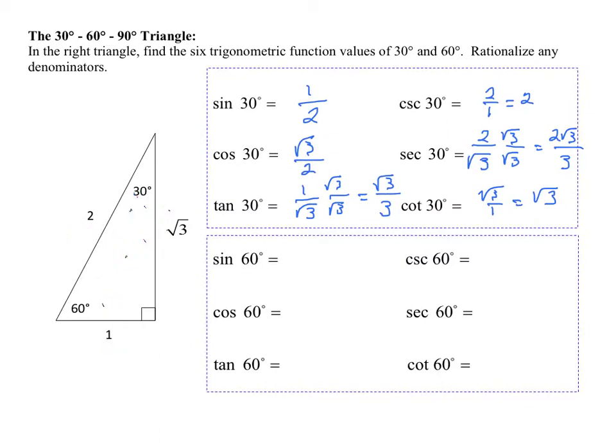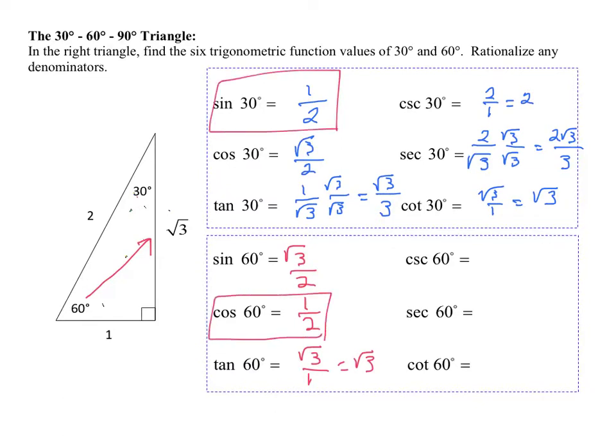But everything with the 60, I'm going to do in red, so that you'll be able to tell. The sine of 60 will be square root of 3 over 2. The cosine of 60, I'm just going to go down here, will be 1/2, and the tangent of 60 is square root of 3 over 1, which is square root of 3. Good? Now you'll notice that the sine of 30 is the same as the cosine of 60.